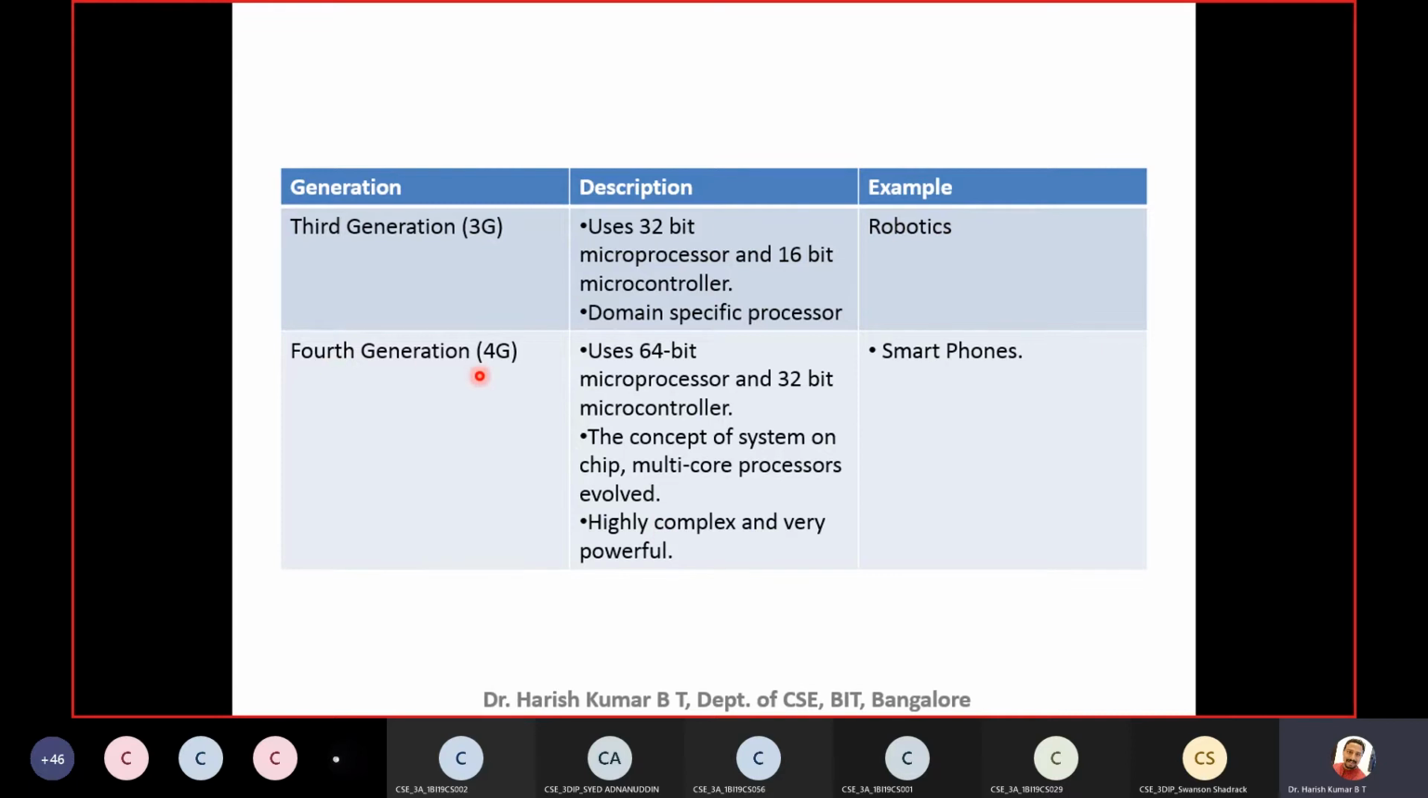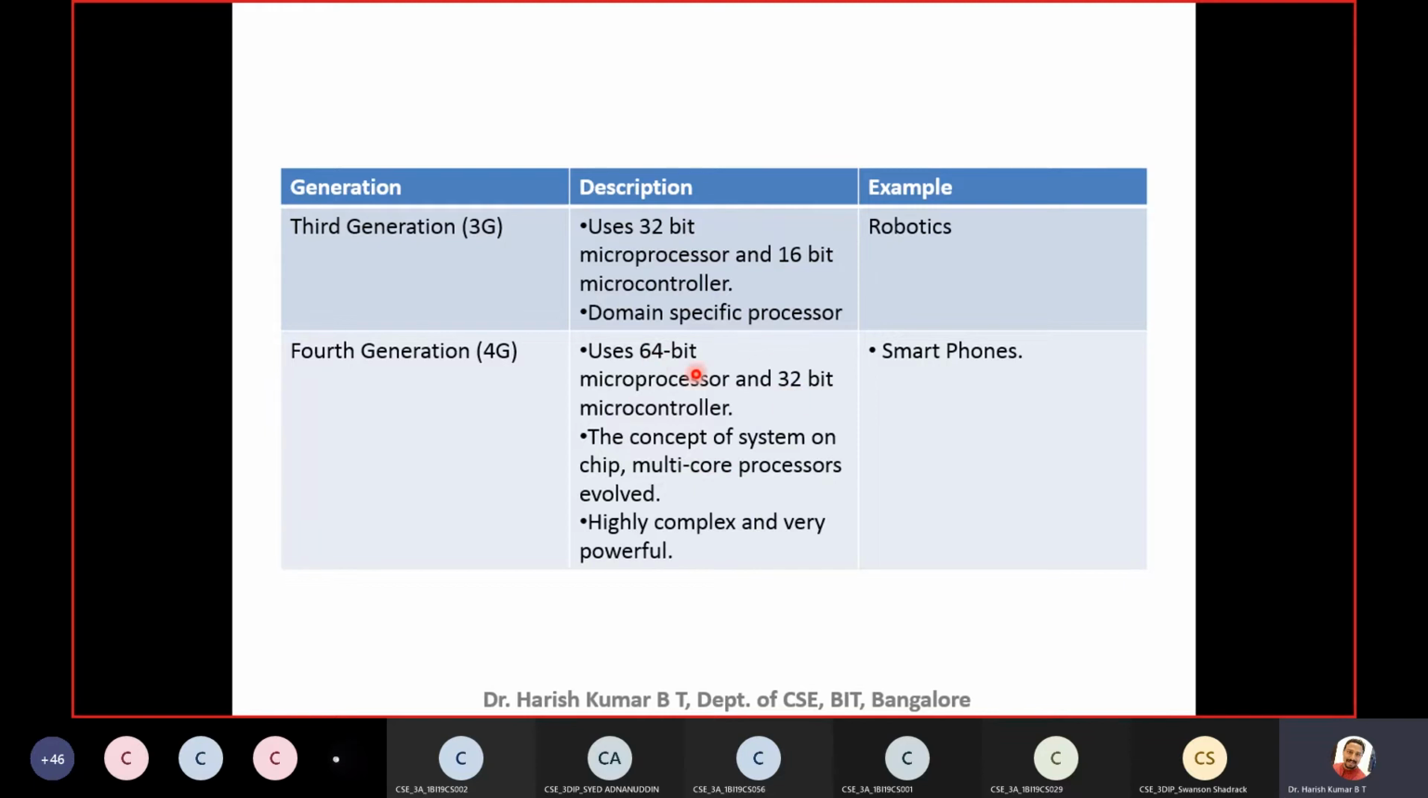And then the fourth generation, 4G. So the kind of processor used was a 16-bit microprocessor or 32-bit microcontroller. Even in the fourth generation embedded system, there is the concept of system on chip. Later we'll understand this. SoC is called system on chip, the entire system on the chip. You have the microcontroller, you have memory, you have RAM, everything you'll find inside one chip. And the multi-core processors also evolved. And then they have much more complex hardware and powerful software. Okay. So this is a very brief look into the fourth generation.